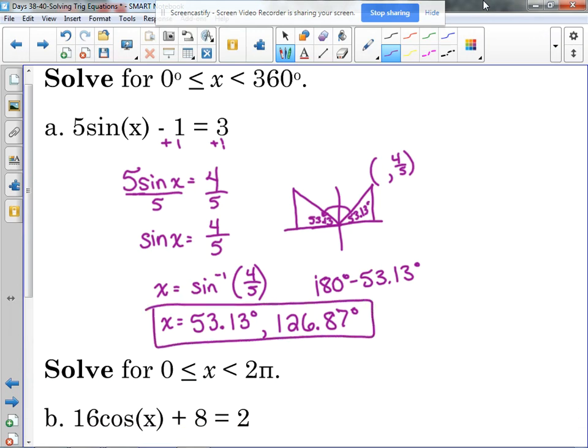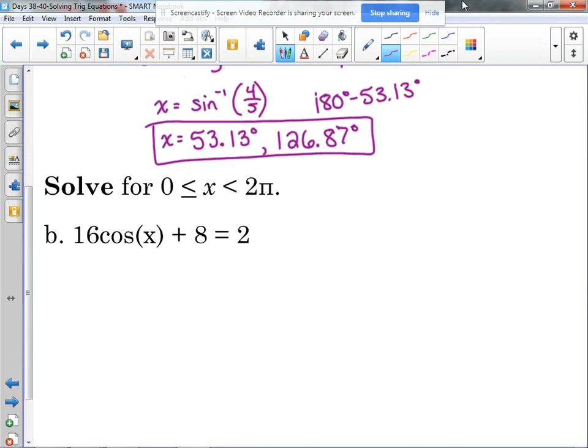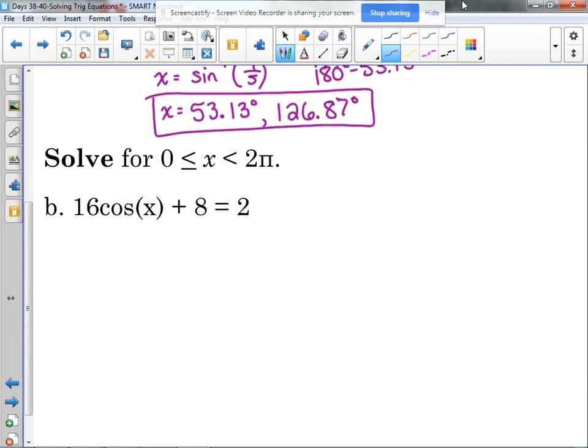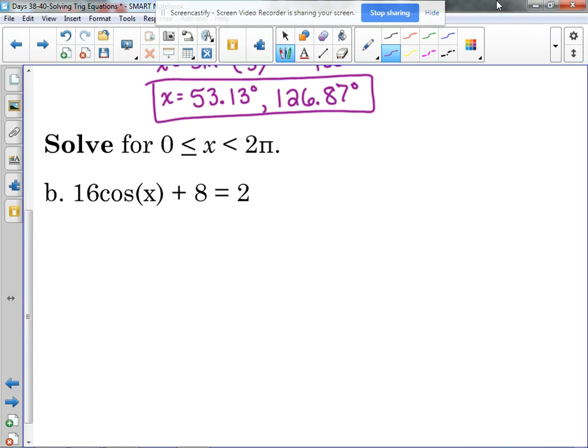All right. Now, what if we have one and it wants us to solve in radians? We've got 16 cosine of x plus 8 is equal to 2. That means that we need to go to our calculator and switch it back to radian mode. All right. So solve it just like we have been. We need to start by subtracting that 8. We've got 16 cosine of x is equal to negative 6. Divide by 16. So cosine of x is equal to negative 3 over 8.